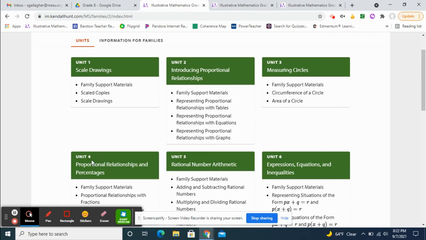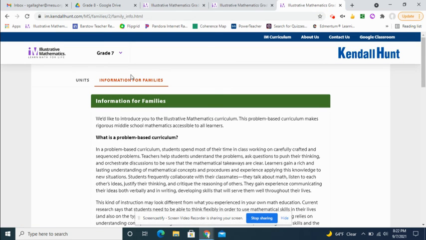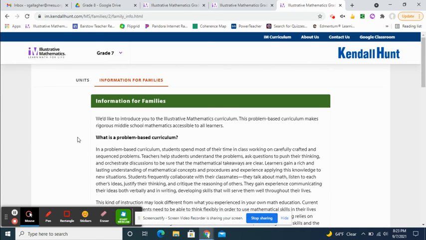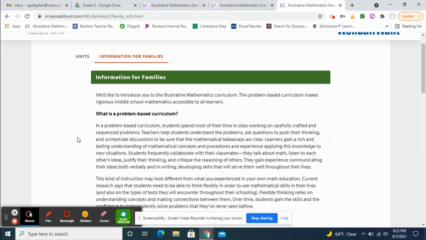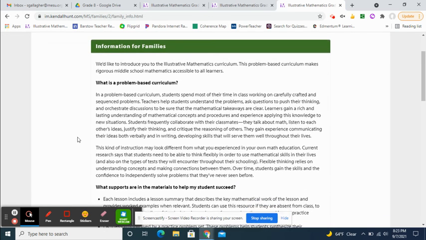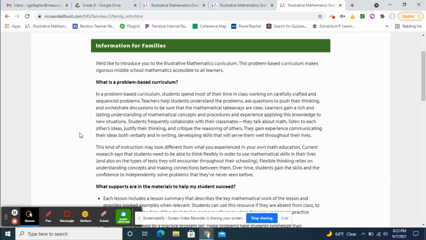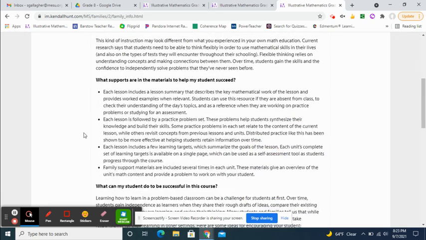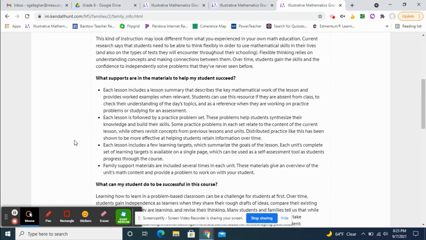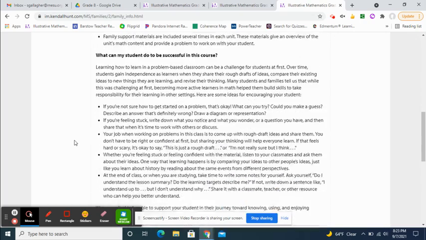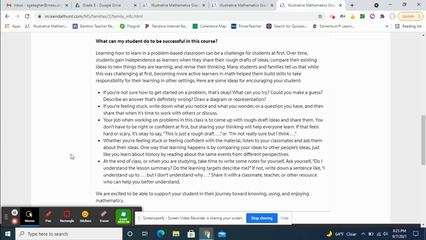So another thing that you'll see on this homepage here is this Information for Families tab. This is really important, just in the very beginning of the year when you're just getting used to these materials. This is sort of an overview of what the program is all about. It talks about the fact that it's a problem-based curriculum, which is not the kind of material that you probably used when you were growing up. It's not what I used. It's not like worksheets. And so there's a little explanation of that. It talks about what supports are available within the materials, and also just how your student can be successful.